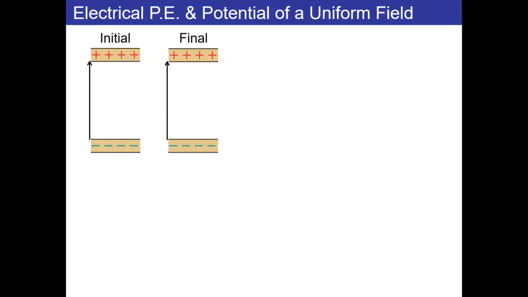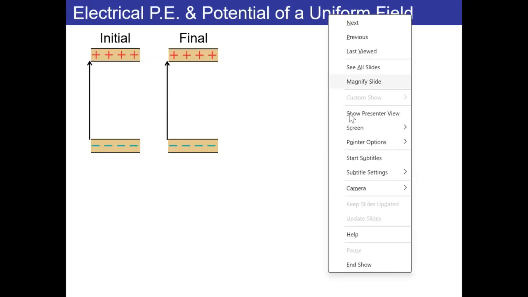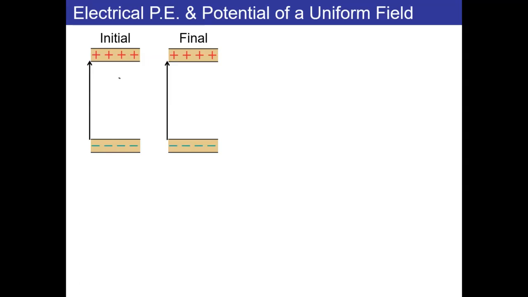Okay, so here's what we're going to do. We're going to consider two states here, an initial state and a final state. You can just think of this as one small segment of a large system. In the initial state, I'm going to have a particle right here. I'm going to define a coordinate system where my coordinate on the vertical axis is 0 at the negative plate, and I'll have some coordinate s sub i, my initial coordinate, at the location of the particle, the charged particle. Let's make it a positive charged particle.